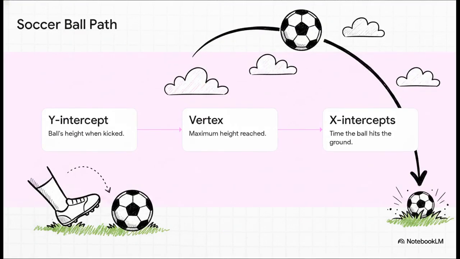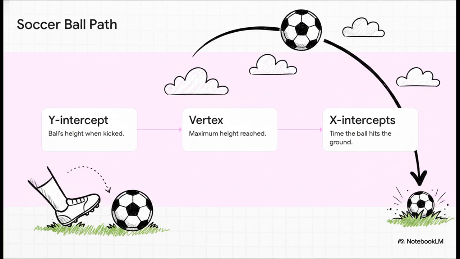All right, here's the translation from abstract math to real-world action. Step 1 is the y-intercept. When time is at 0, the ball is just sitting right there at the kicker's foot. So the y-intercept represents the ball's initial height when kicked. Step 2 is the vertex. As the ball flies upward, it eventually hits a maximum height before falling. That highest peak, that's our vertex.